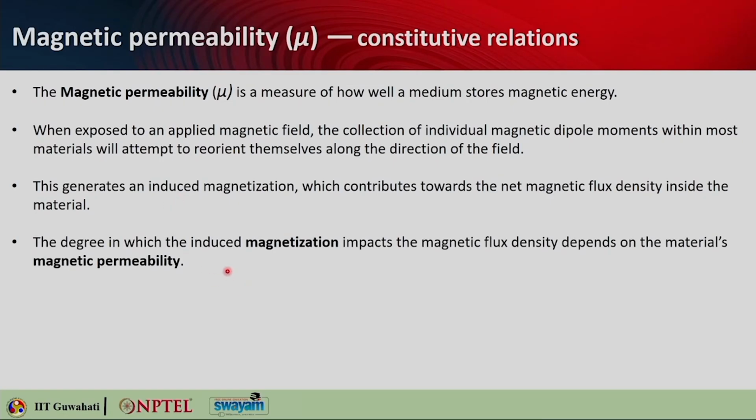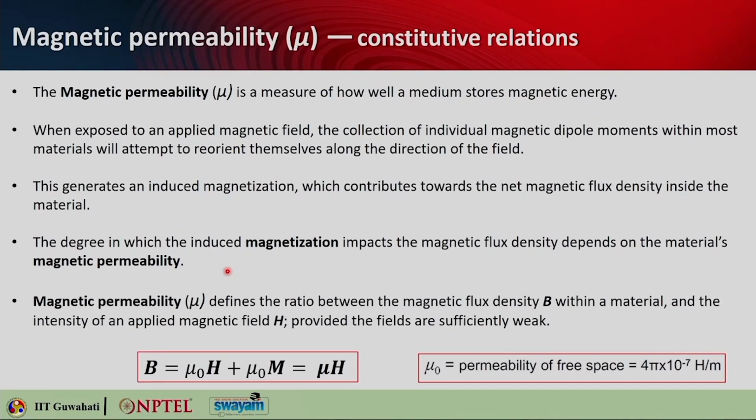The degree to which this induced magnetism impacts the magnetic flux density depends on the material's magnetic permeability. We will see that soon: magnetic permeability is also defined as the ratio of the magnetic flux density within the material and the applied magnetic field, provided that both fields are sufficiently weak, and we are talking in terms of a non-magnetic material here. If you take M equals 0, you will get B equals mu H. So this is a generic formula.